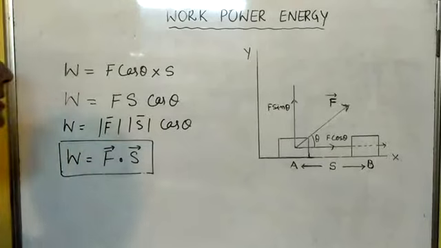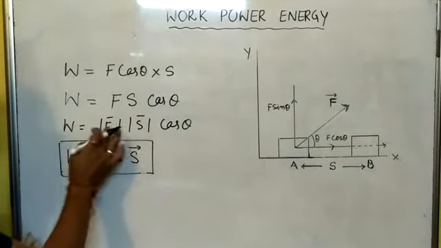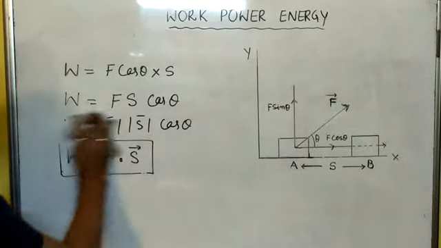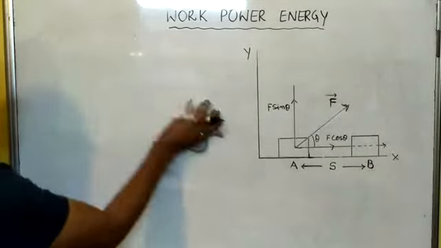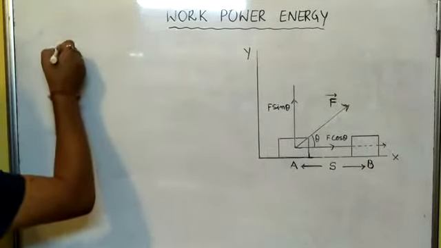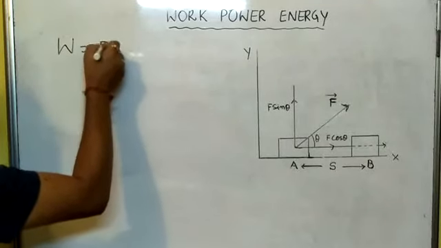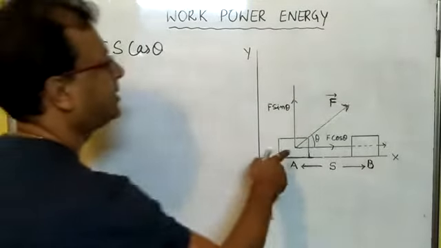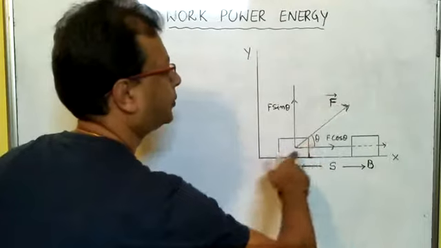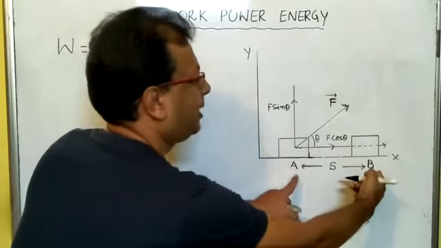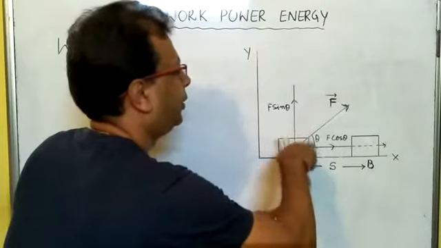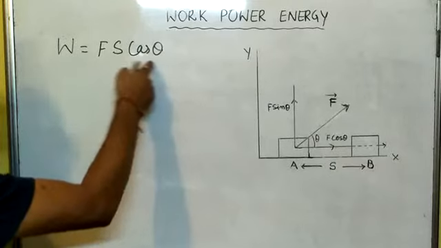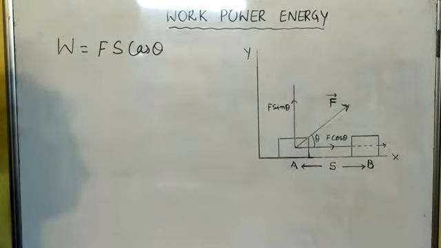Now let us take some cases. We know that W equals F S cos theta. Just writing F and S indicates the magnitude. Now what is theta? Theta is the angle between force and displacement. Displacement along the x-axis and force. So force and displacement, the angle is theta. Now, let us take a few cases.